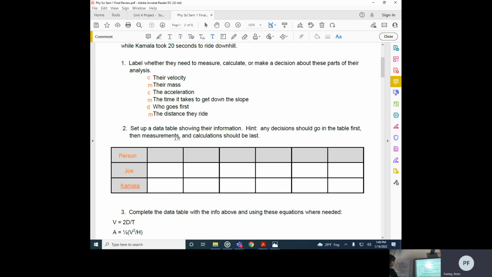Next, we should have measurements. So what measurements do we need to fill in? Mass. Yep, we need a column for mass. What's next? We need a column for time. And we need a column for distance. Lastly, we include calculations. What do we need for calculations? We need velocity. What else? Acceleration. And I didn't say it up at the beginning, but there's going to be one more calculation to do, and that is force.